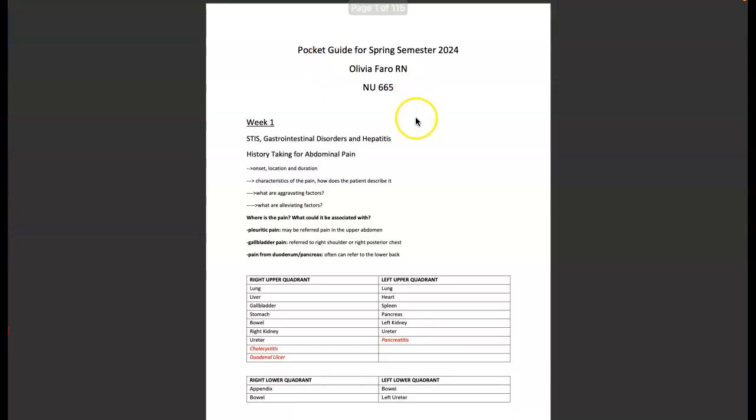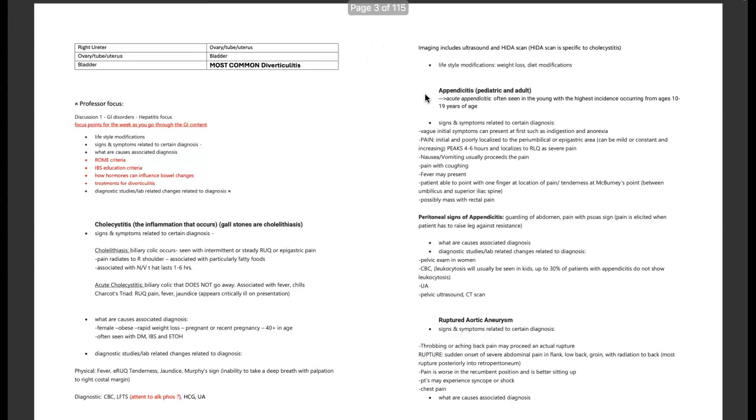Hi there, this is my pocket guide for spring semester 2024 for NU 665. First, we start with week 1, which has gastrointestinal disorders and hepatitis, and I went through different quadrants and where the different organs were for reference.